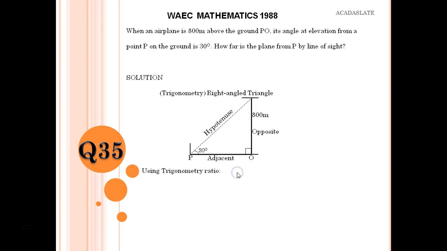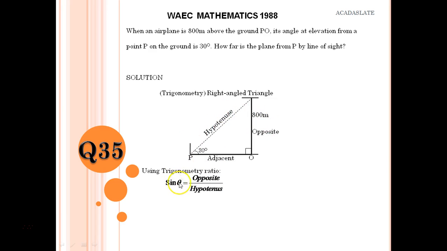Alright, so by using trigonometric ratio, we have that sine theta is equal to opposite over hypotenuse. Why do I choose sine theta? The reason why I choose sine theta is because sine theta, which is opposite over hypotenuse, is what connects what I'm looking for. Now, opposite is given, the hypotenuse is what I'm looking for. So, what connects the given and the one I'm looking for is sine theta.